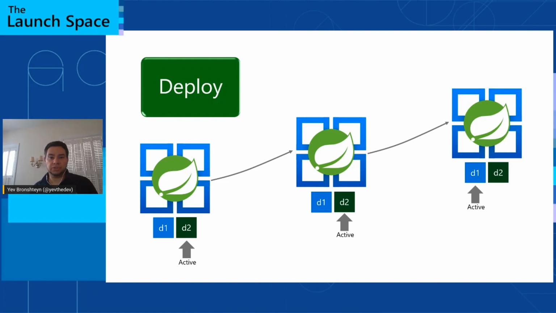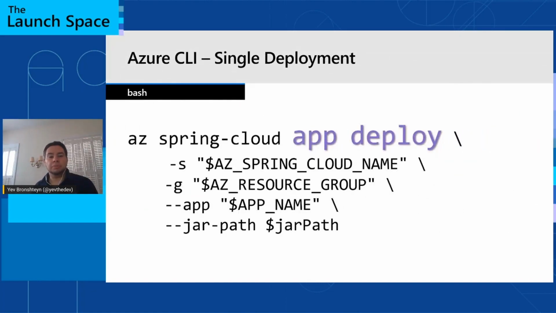When we're working with a single deployment, the command you need is the AZ Spring Cloud app deploy command. This will create a new deployment. This will upload the application to Azure Spring Cloud. And although we're not using blue-green deployments in this case, Azure Spring Cloud will still make sure that your app is up and running before taking down the old instance.